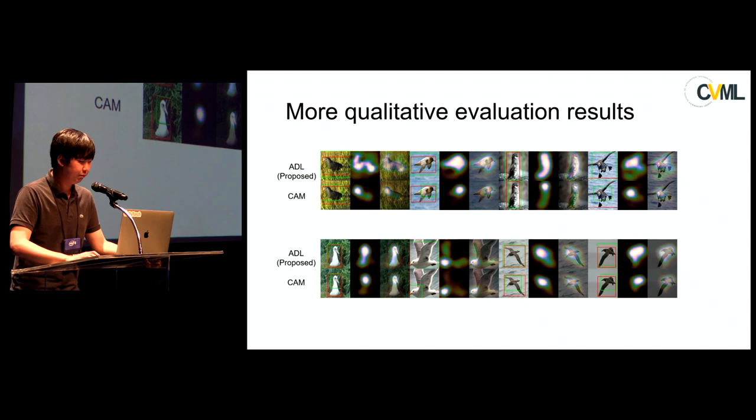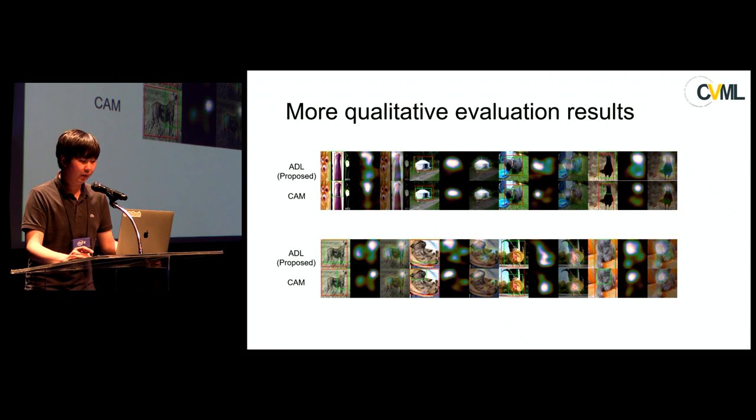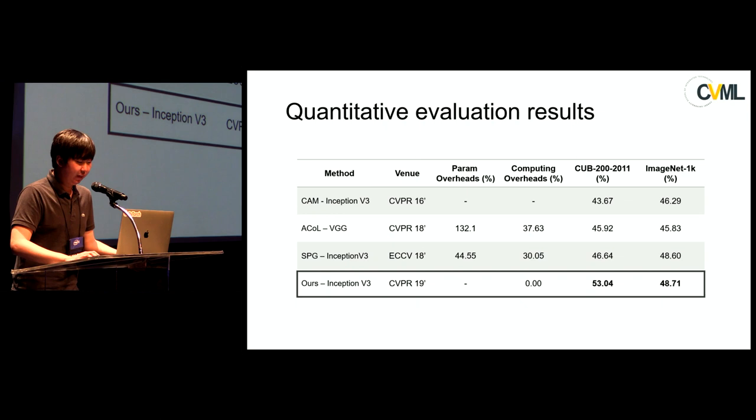We compare our method to a vanilla model side by side. It is observed that our ADA covers the entire extent of the object better than the baseline. From this table, our ADA requires nearly no computation overhead. Nevertheless, we achieve better performance than the existing state of the art.